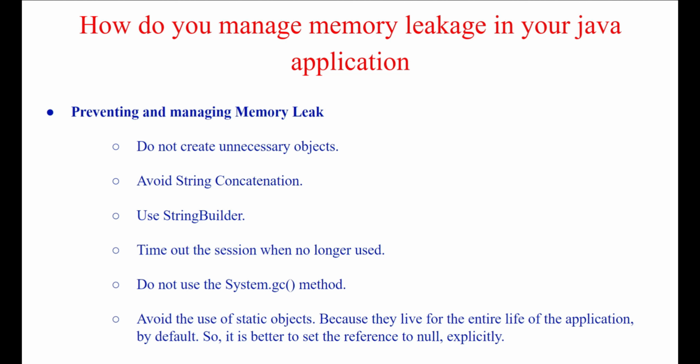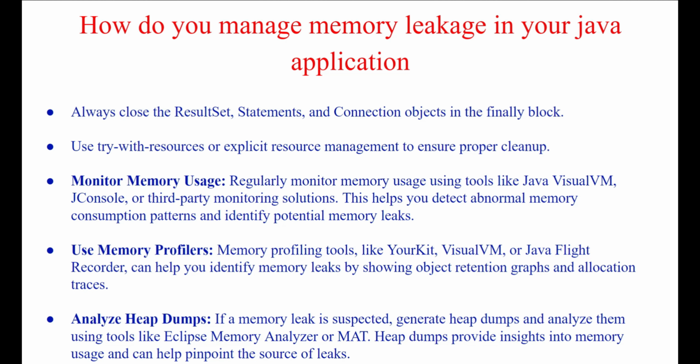Also avoid using static objects. I've told you why: because they stay in the memory for the entire lifespan of the application. So either set the reference to null explicitly or do not use it at all. Then you have a finally block where you can always close your result set, statements and connection objects so that no open connections remain once the task is done. Also, with the newer Java versions, you have try-with-resources.